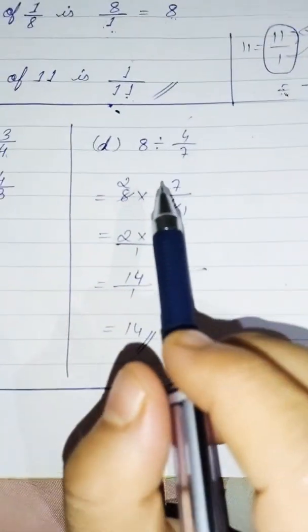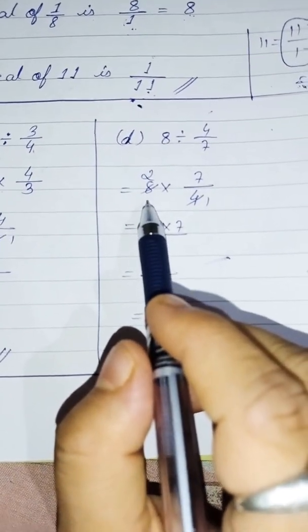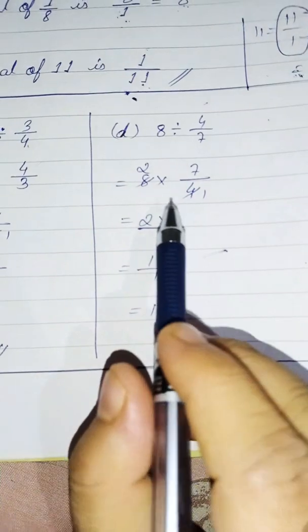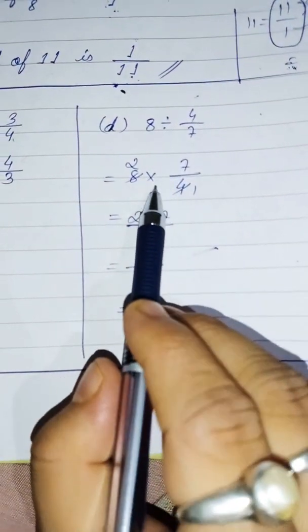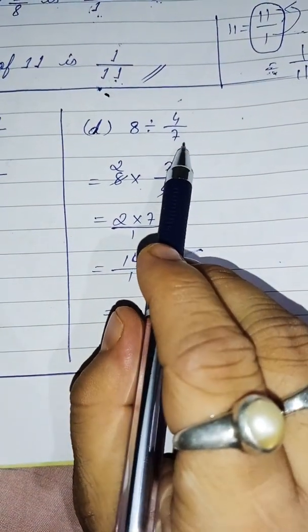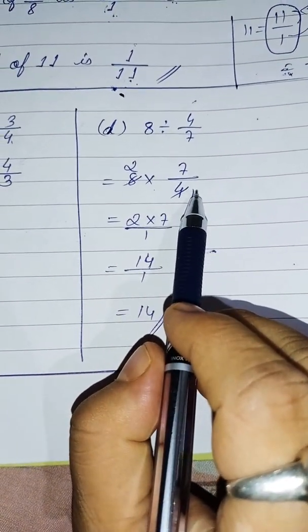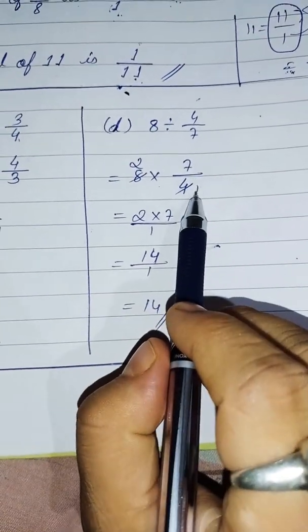Similarly here also, I have not written 8 by 1 because we have already understood that there is a 1 in the denominator. So I have written directly 8. Now divide becomes multiply, and as soon as it becomes multiply, the second number is reversed. That means we take the reciprocal of the second number. So 4 by 7 becomes 7 by 4.